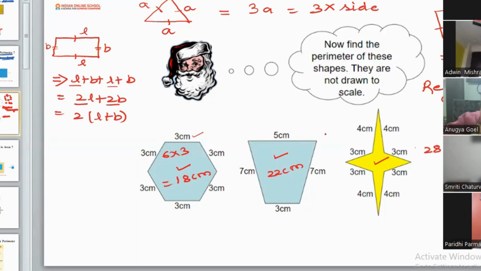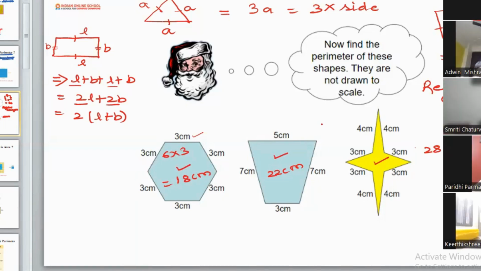Got it, everybody? Understood? Anybody is having any confusion in perimeter? No? Okay, now we are moving towards the next topic. Okay, suppose this is the park, what I have. Now what I'm going to do, the second one, what you can see over there on your screen. That is the park.